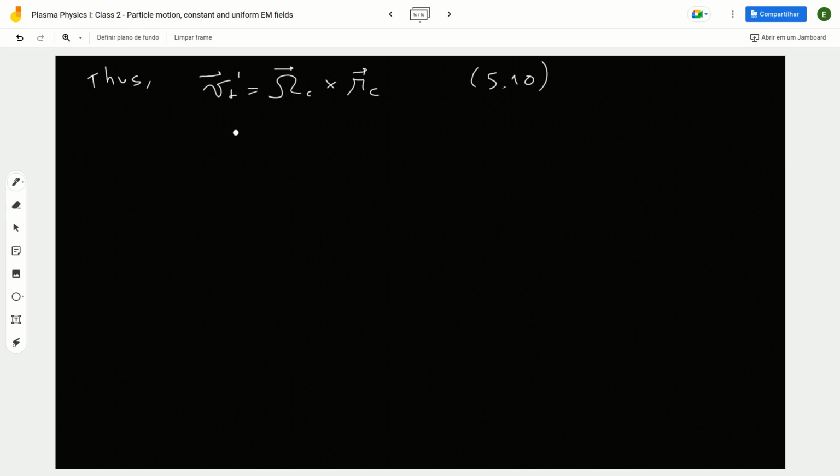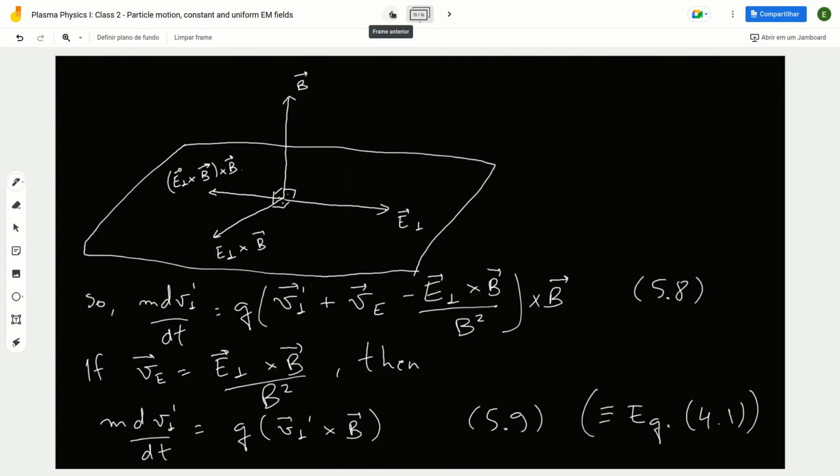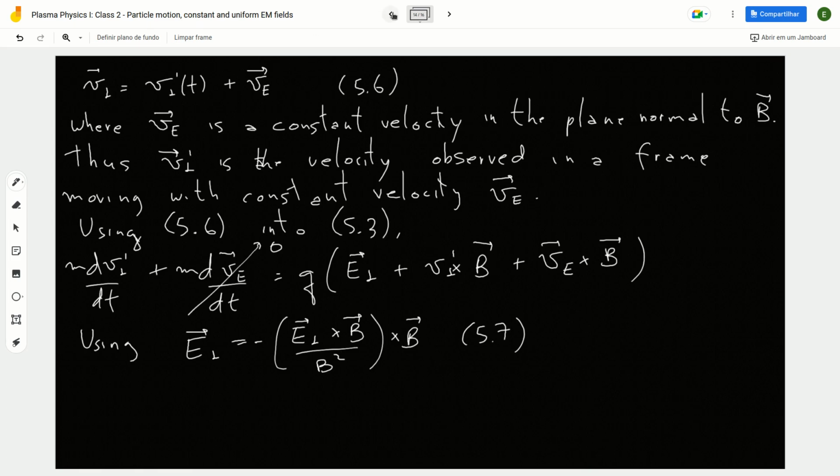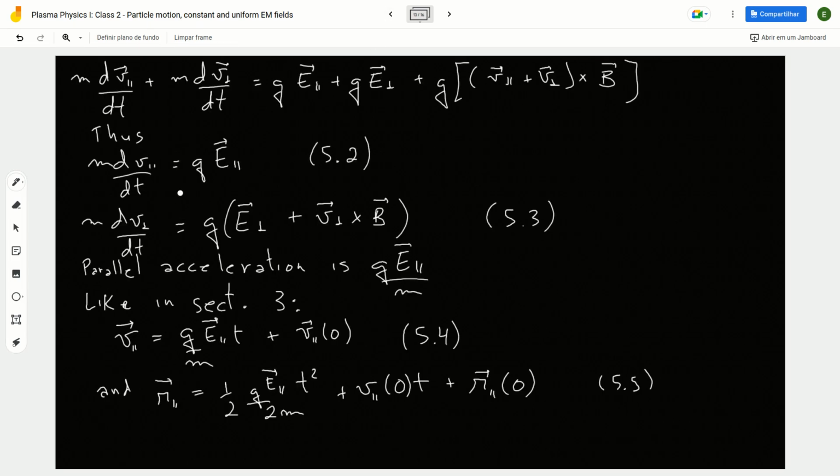Thus, if we move back to the laboratory frame, the particle motion is a circular motion on the plane normal to B, superposed by a uniform motion with velocity VE perpendicular to B and E perp, plus an acceleration, which is given by the parallel direction. Okay, so plus this one.